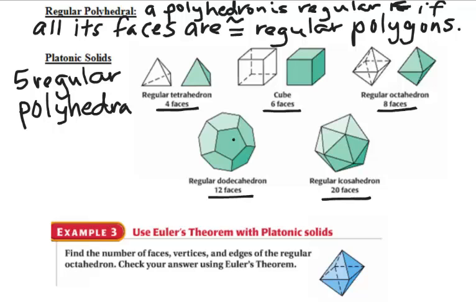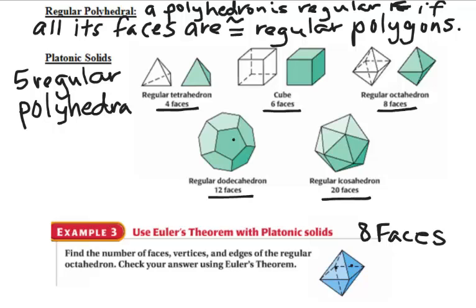Okay, if we look at Euler's theorem with Platonic solids, on this example down here, we're going to find the number of faces, vertices, and edges of the regular octahedron and check our answer using Euler's theorem. Okay, so let's look at how many faces we would have. Well, we're going to have 4 triangles, 1, 2, 3, 4 faces around the top, and then another 4 faces around the bottom. So I'm going to have 8 faces.